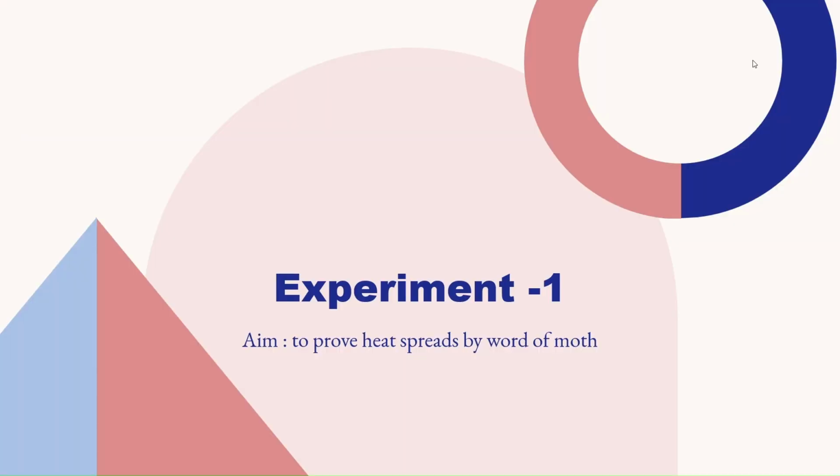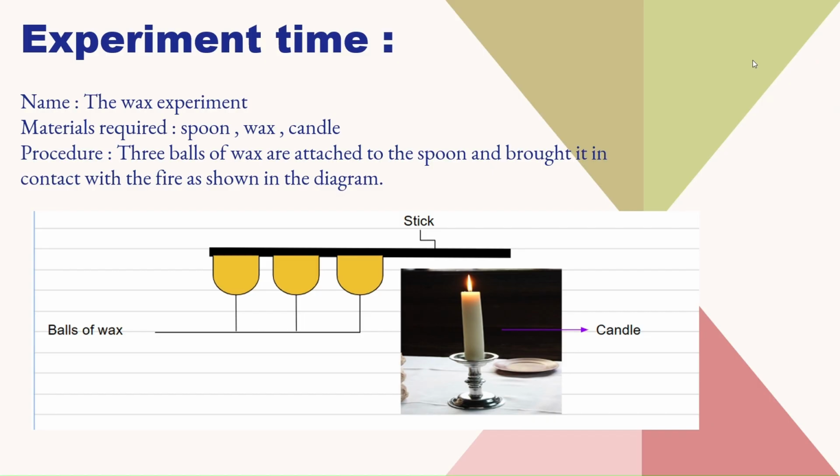Experiment 1. The aim of this experiment is to prove that heat spreads by word of mouth. The name of the experiment is the wax experiment. Materials required: spoon, wax and candle. You can replace the spoon by a stick, but it should be made of steel. Procedure: 3 balls of wax are attached to the spoon or the stick and brought in contact with the fire as shown in the diagram.